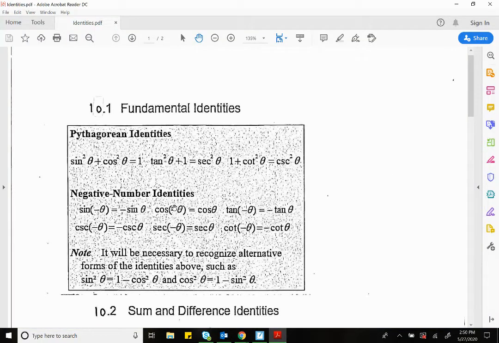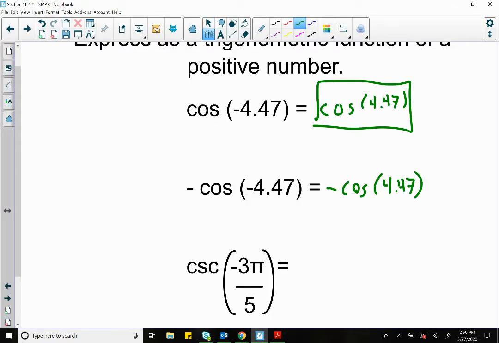So the negative just goes away when you're dealing with cosine, because that's what our identity says. Cosine of a negative, you just deal with the positive version. The negative out front stays. So on this one, this is the answer they're looking for: negative cosecant of 3 pi over 5. That's what they want.